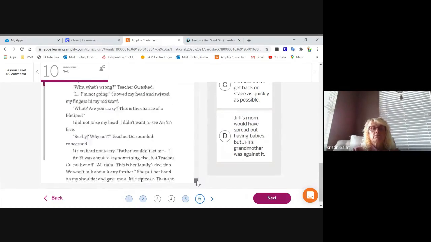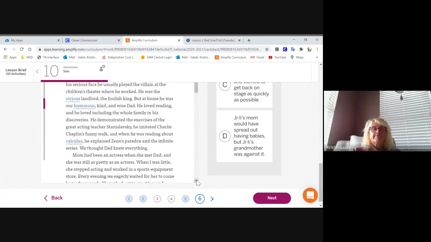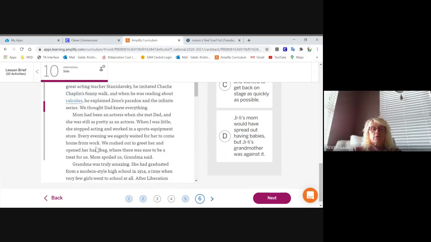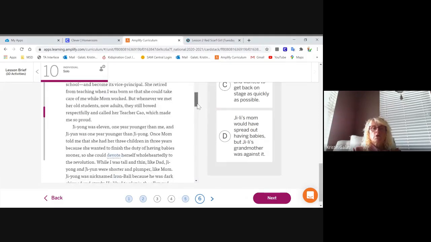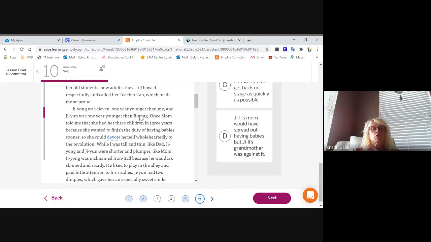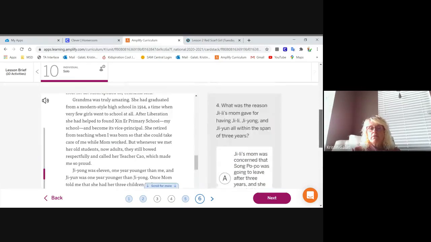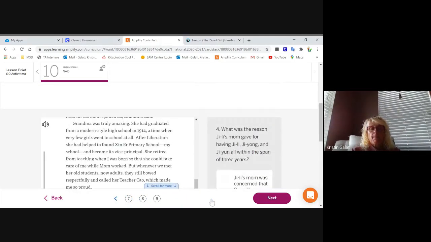Okay, if you go down, let's go to Ji Lee was young, 1 year younger than me. Ji Yoon was 1 year younger, and Ji Young. Once mom told me that she had had her 3 children in 3 years because she wanted to finish the duty of having babies sooner so she could devote herself wholeheartedly to the revolution. Okay, so choose the correct answer there and then click next.